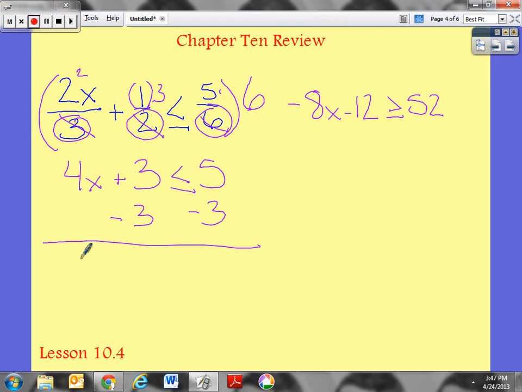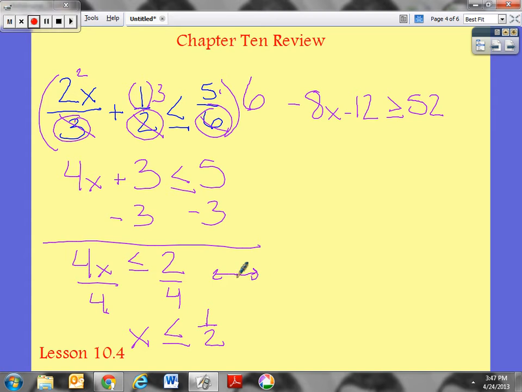Leave that coefficient over here by itself for a little bit. We have 4x is less than or equal to 2. I'll divide both sides by 4 because I want to evaluate for 1x. So 1x is going to be less than or equal to 2/4, which reduces to 1/2. And there we go. If I were to graph that, it would look something like this.